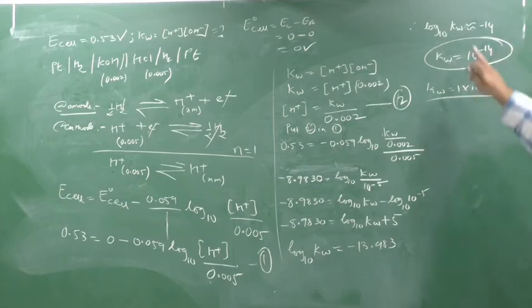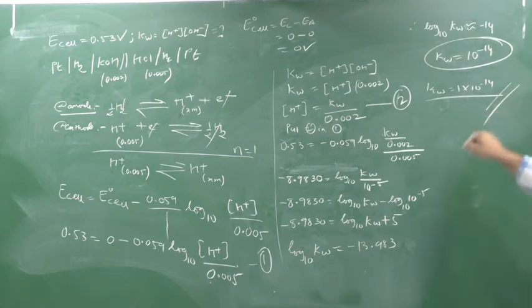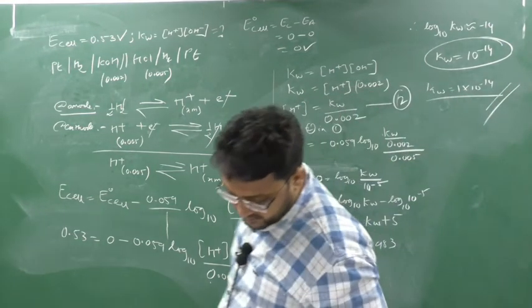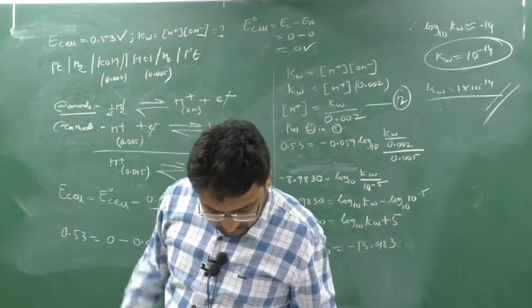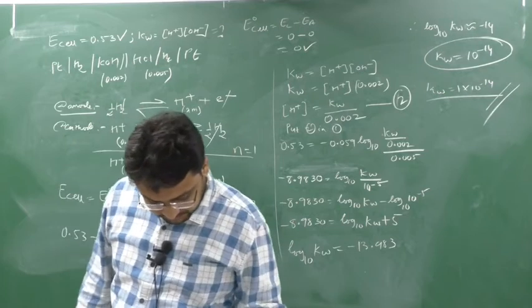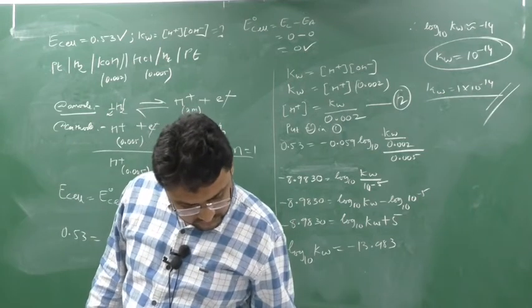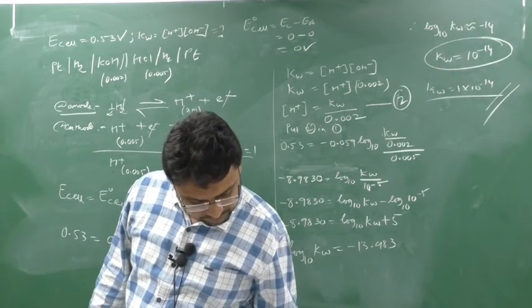10 to the power. So Kw equal to antilog of minus 14, but minus 14 is the exact number, so 10 to the power minus 14. So this will be your answer. Kw equal to 10 to the power minus 14, 1 into 10 to the power minus 14. Clear? So write down this. Then we will go to the next problem.